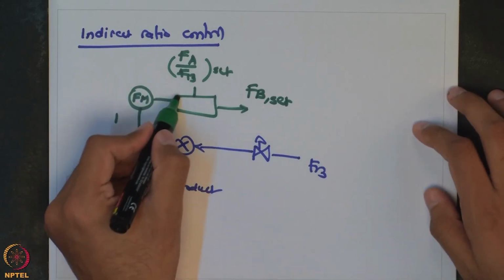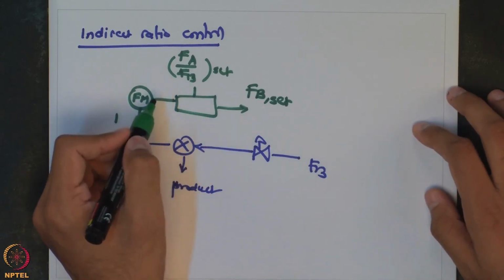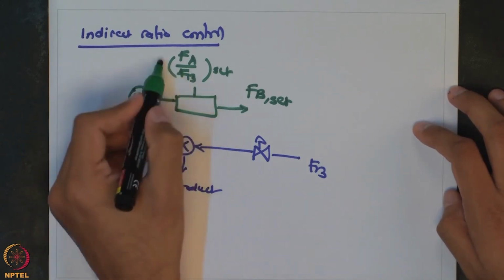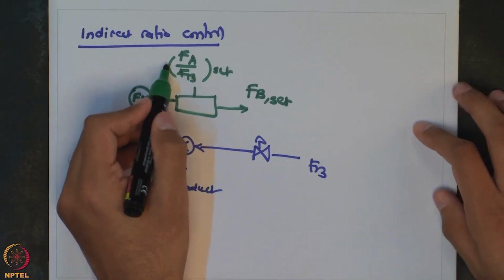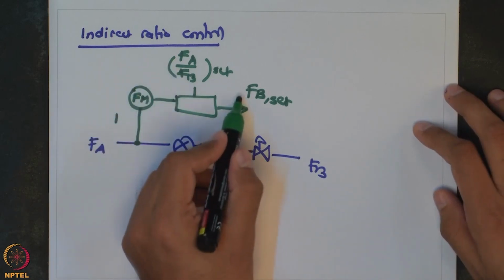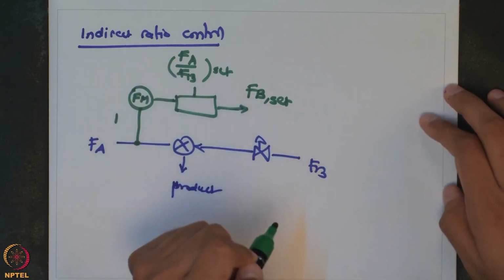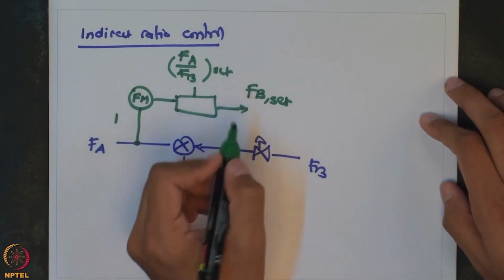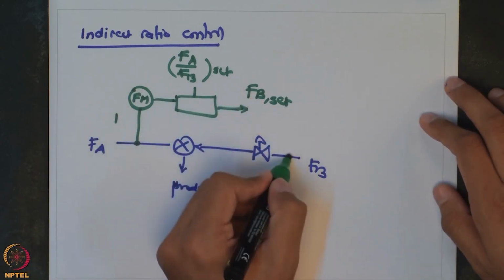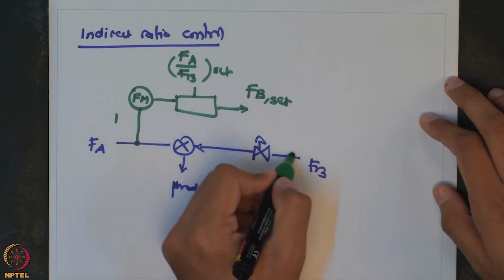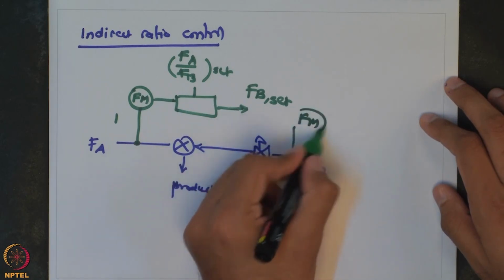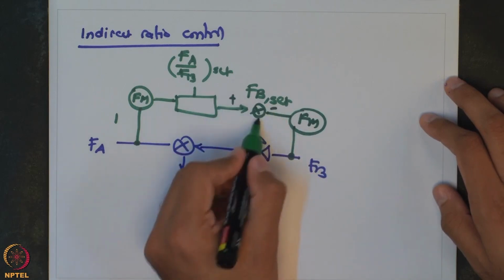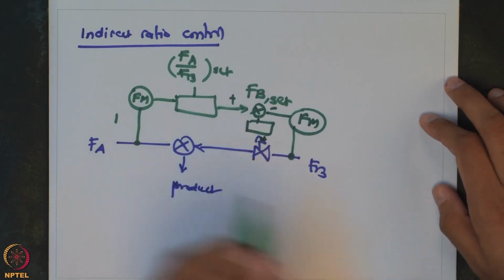So you do not directly control the ratio or compute the ratio. You measure one of the disturbance variables, use the set value of the ratio to compute the ideal value of FB for that corresponding value of FA, and then use this as a set point to control this particular flow. Now you will have another flow measurement, and depending on this error you will have a controller which will set the flow rate.